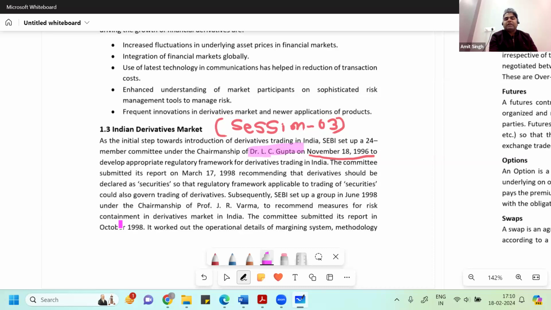This committee submitted its report on March 17, 1998, where they suggested to the government of India that derivative should be declared as security, because before derivative can be allowed to be traded in the market, required changes need to be made in the SCRA, Securities Contract Regulation Act of 1956. There the word security should give derivative a space. Only then can a derivative be allowed for trading in the Indian market.